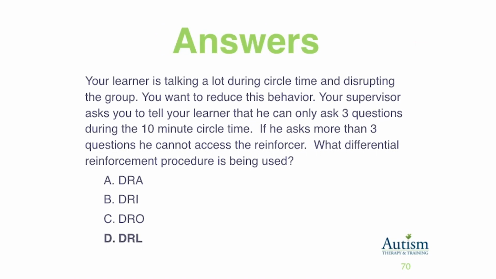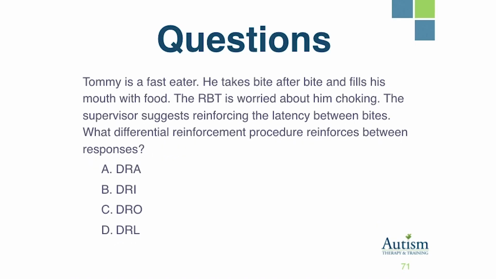And the correct response is D. DRL. Tommy is a fast eater. He takes bite after bite and fills his mouth with food. The RBT is worried about him choking. The supervisor suggests reinforcing the latency between bites. What differential reinforcement procedure reinforces between responses? A. DRA, B. DRI, C. DRO, or D. DRL?